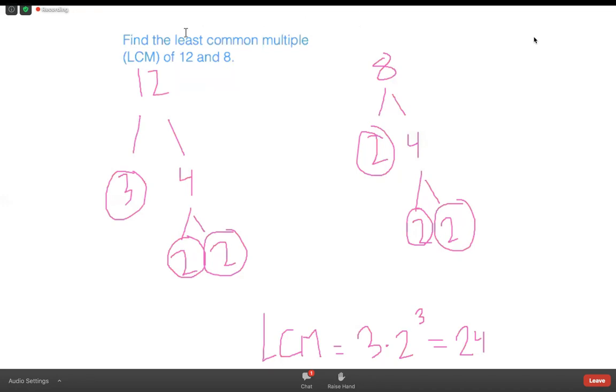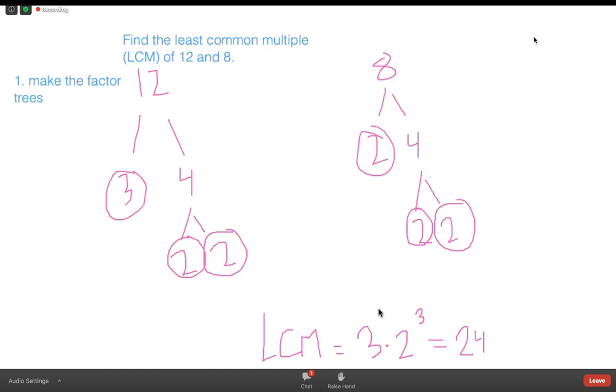Going back to the people who didn't understand, find the least common multiple of 12 and 8. Remember, the first step when finding the LCM is to make the factor trees. Here we've made the factor trees. Does everyone understand how we got the factor trees? Okay, good. The prime factorization of 12 is 3 times 2 times 2.